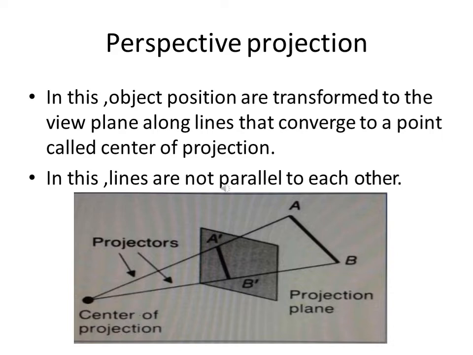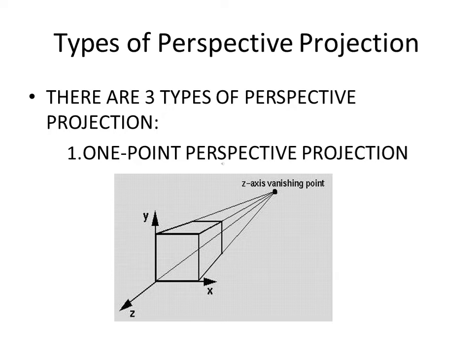The use of the vanishing point is in 3D games and graphics editing. The next point is types of perspective projection. There are 3 types of perspective projection. The first is 1 point, second 2 point, and third 3 point. So first, 1 point.